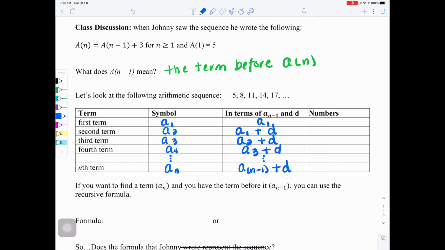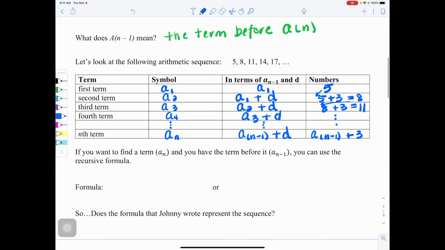So if I were to look at it with our numbers, our first term was 5. In order to find a sub 2, I'm going to take the first term, which is 5, and add the common difference to it to get 8. To find the third term, I'm going to use the second term, which is 8, and add the common difference of 3 to get 11. So again, what you're doing is taking the term before and adding 3.